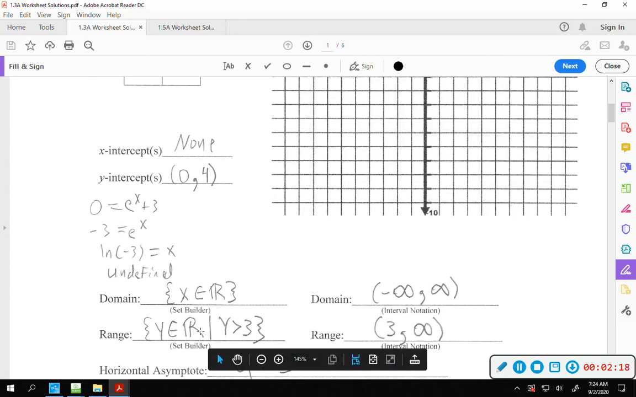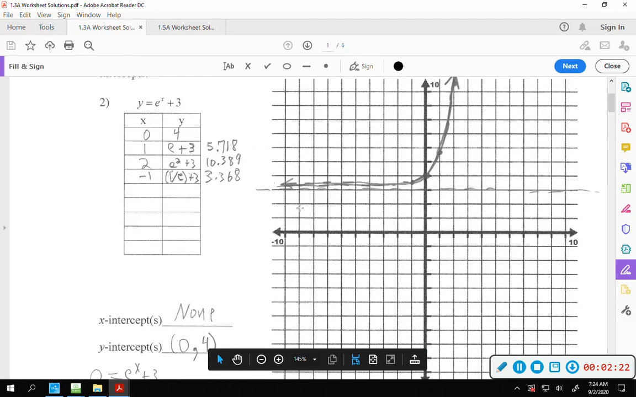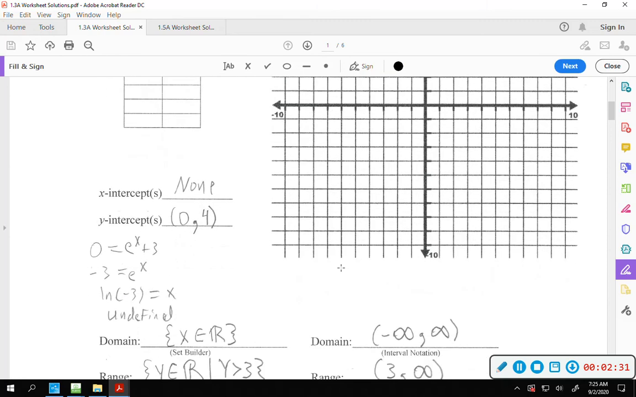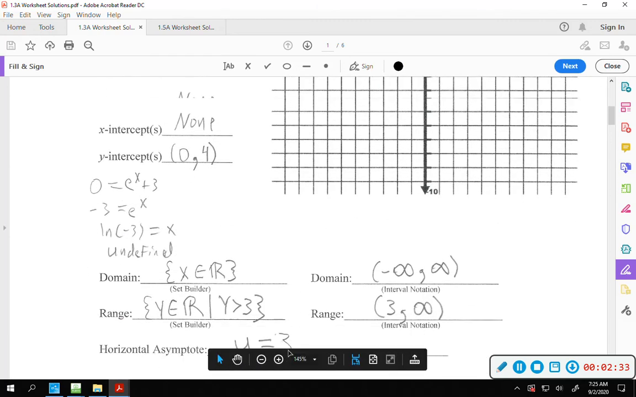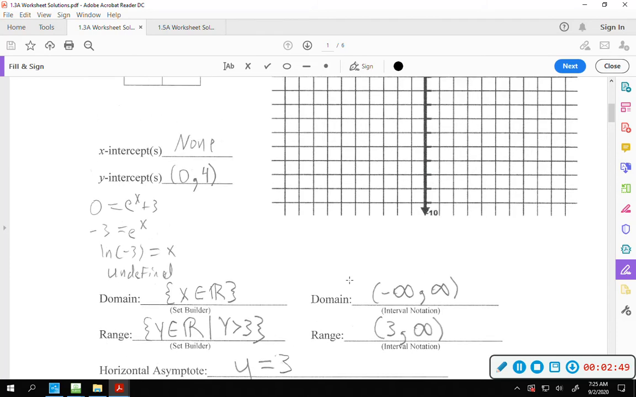The range, however, for most exponential functions is going to be typically either above or below that horizontal asymptote. In this case, it's above that horizontal asymptote. It will not hit the horizontal asymptote. It gets closer and closer and closer to it. That's why the horizontal asymptote is y equals 3. A horizontal line is y equals a number. And the range is y is greater than 3. The y values are above that horizontal asymptote. Here is set builder. Here is interval. Okay?